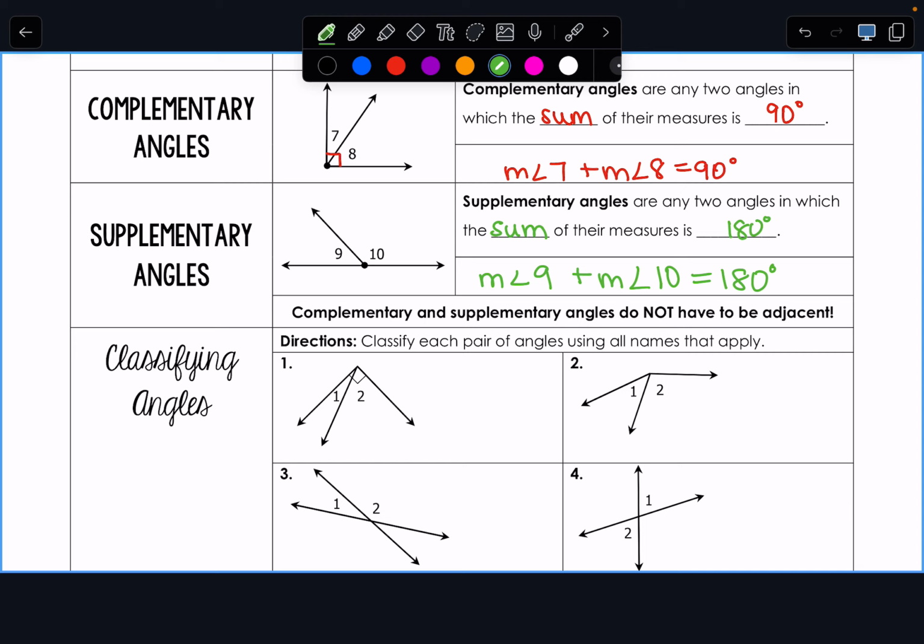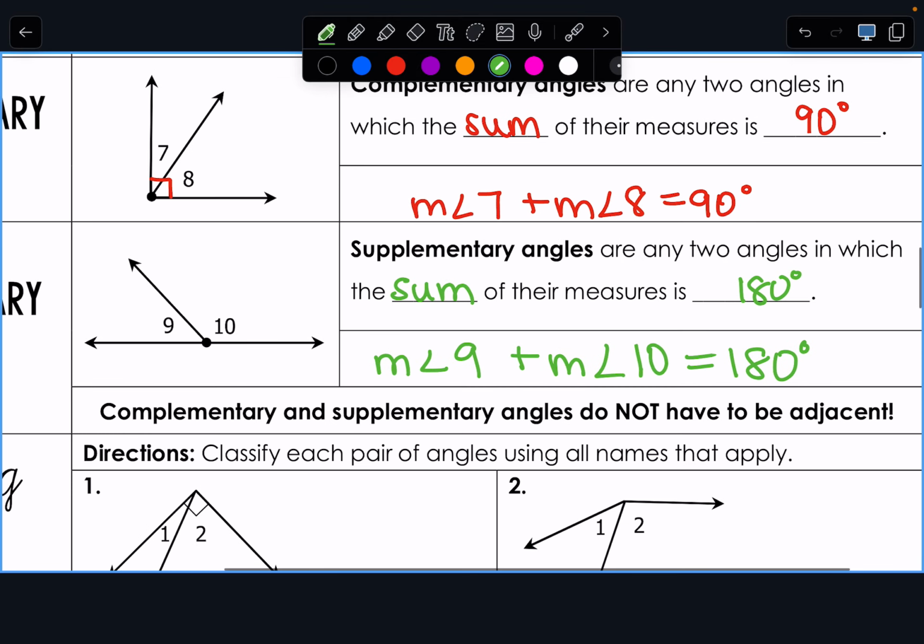Okay, now, what in this picture tells us that angle 9 and angle 10 are going to equal 180? What's true about that picture? What do they make? It makes a straight line. Okay? Now, angles 9 and 10 are adjacent, but they don't necessarily have to be adjacent in order to be supplementary. You can have an angle over here that equals 100 and an angle over here that equals 80, and those would be considered supplementary.